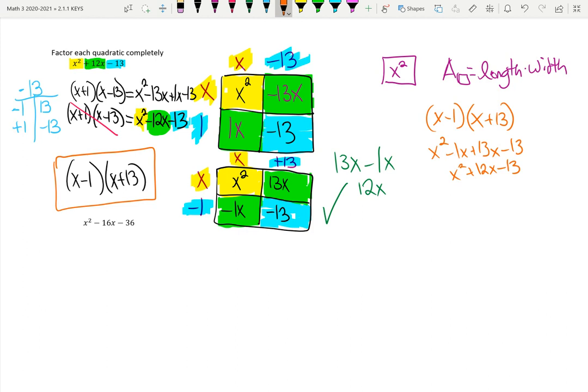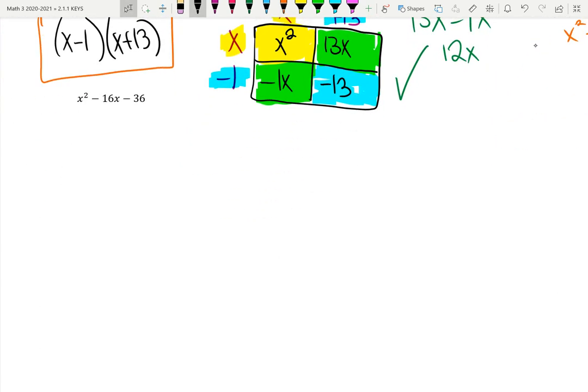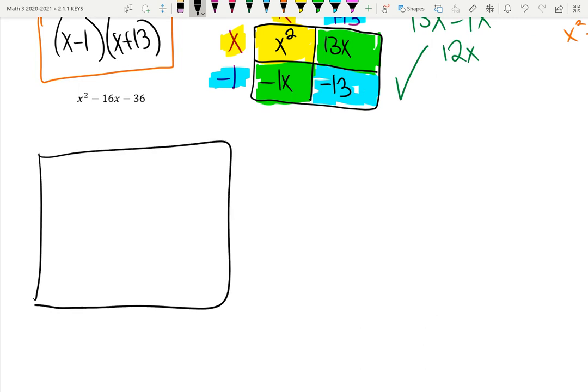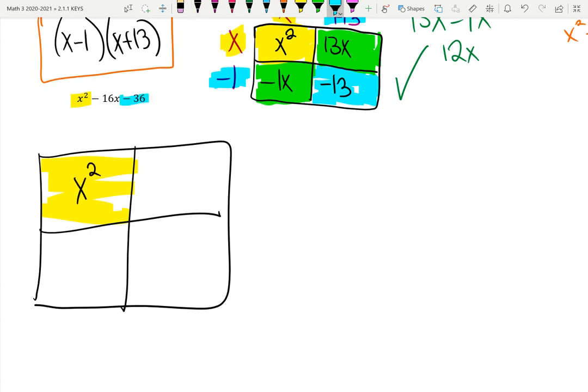Okay, let's do the second one a little quicker. So x squared minus 16x minus 36. I see that it's a quadratic, so I'm going to go ahead and use my area model. And I'm going to go ahead and do as follows. X squared goes in here. Negative 36 goes here. This is going to get you started on your journey.